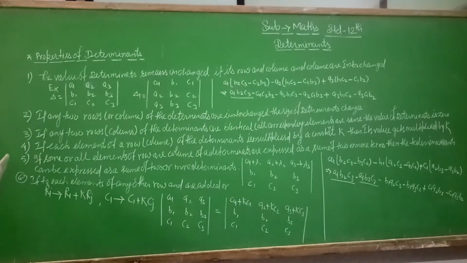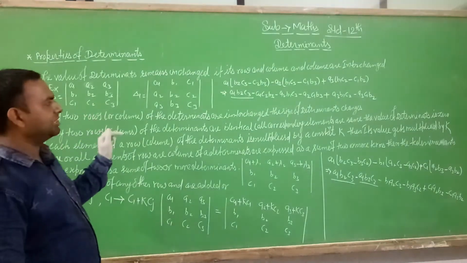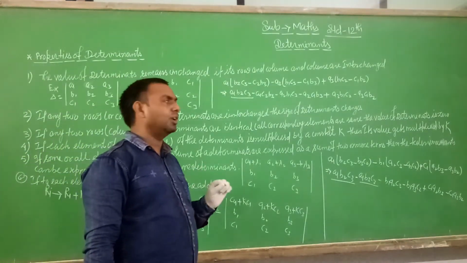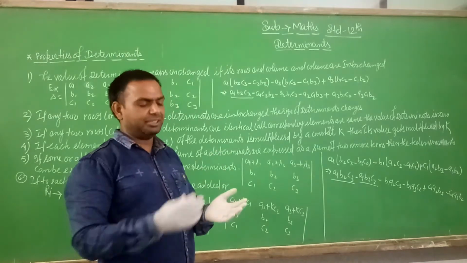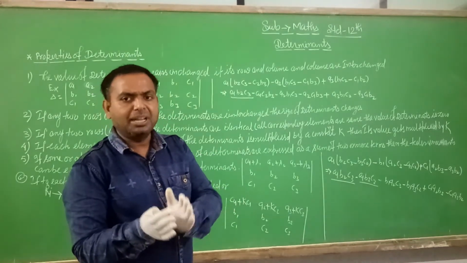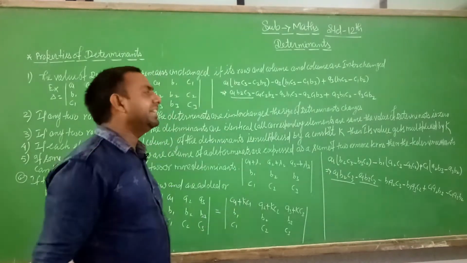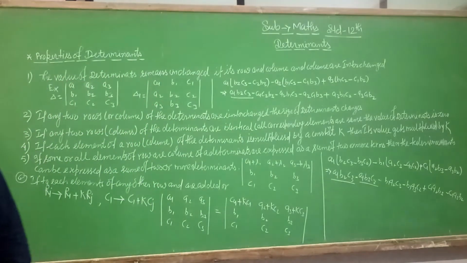The first property is that the value of the determinant remains unchanged if its rows and columns are interchanged. It means if you interchange rows into columns, or columns into rows, there is no change in the value of the determinant.